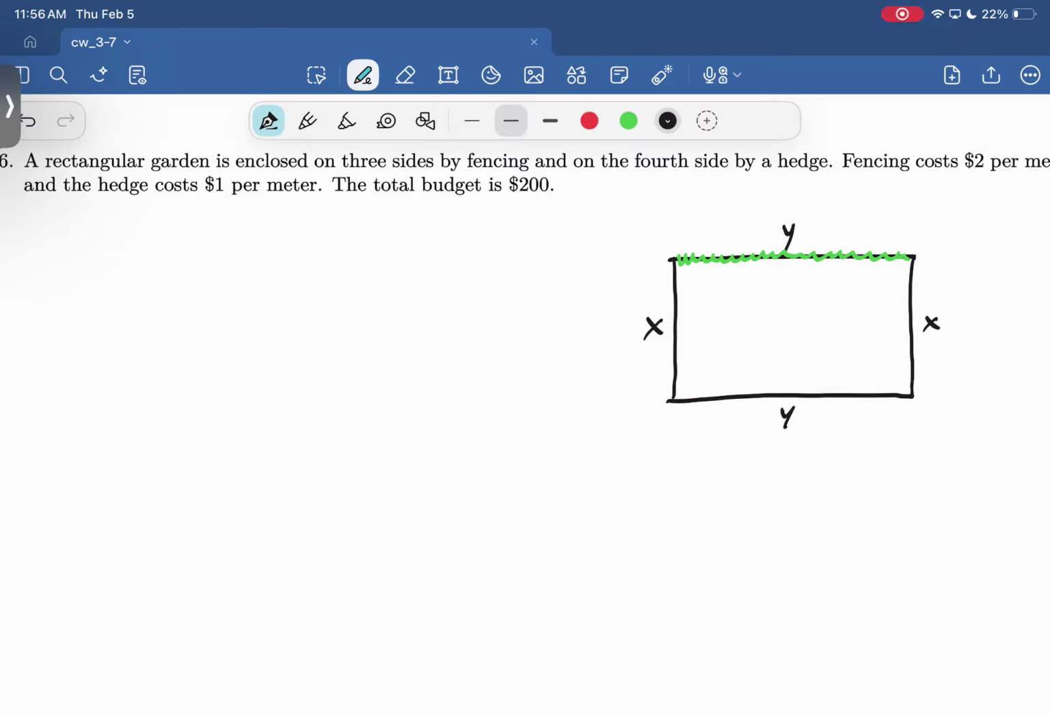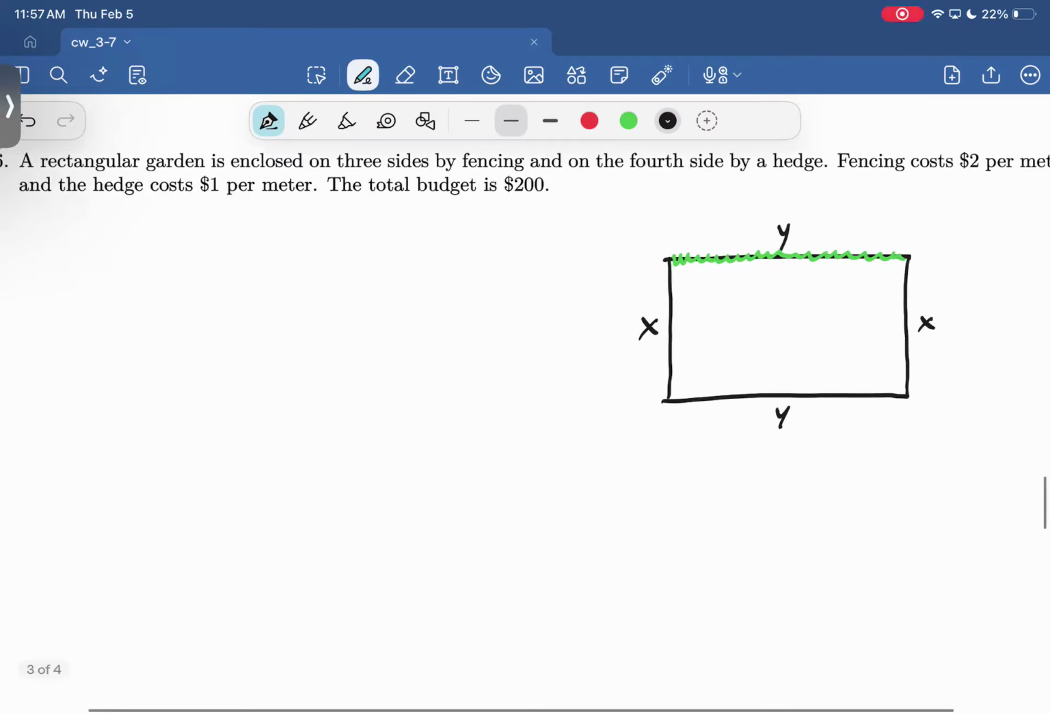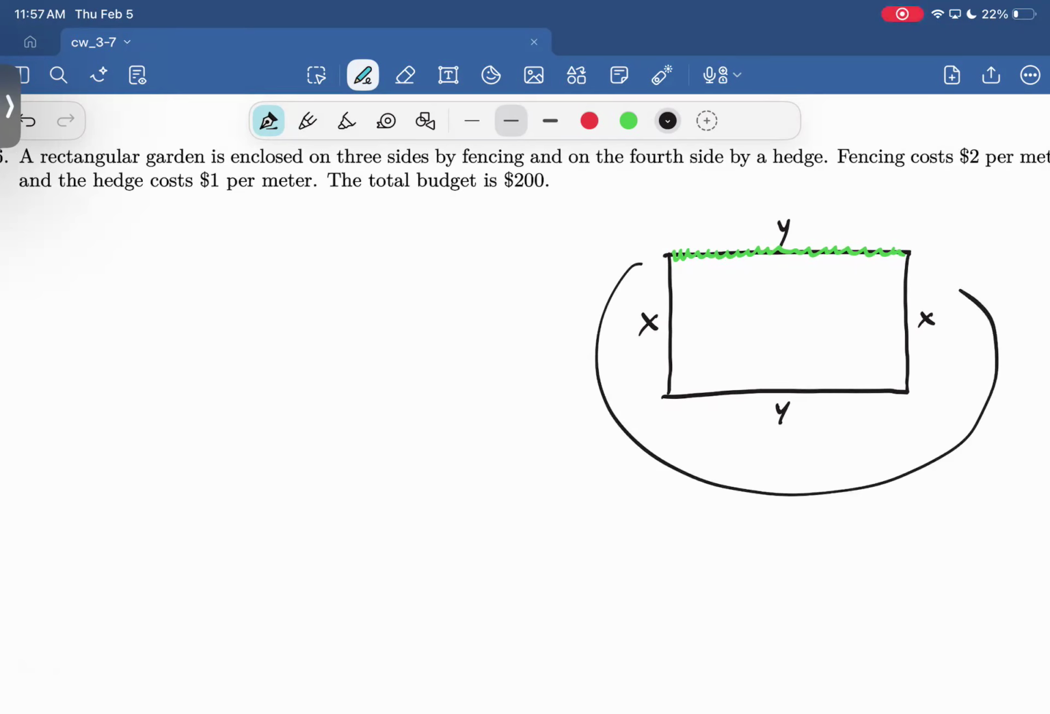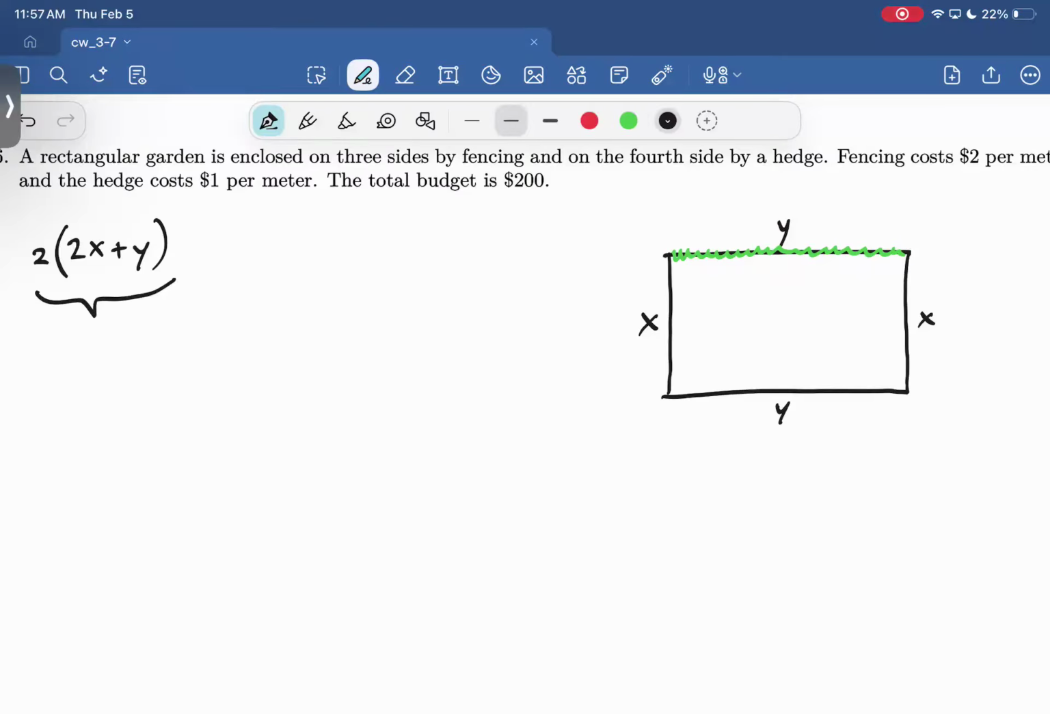A little bit more complicated, right? So now we're constrained by money. How typical of real life. So fencing costs $2 per meter. And so these 3 sides are all fences, right? So that tells us that the length of that side is 2x plus y, and then it costs $2 per meter. So that's going to be our cost for the fence.